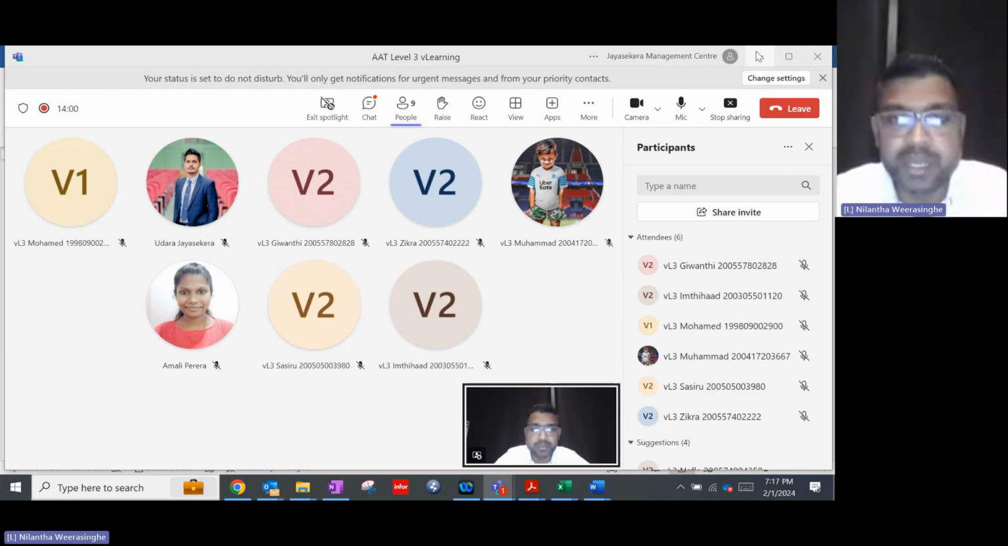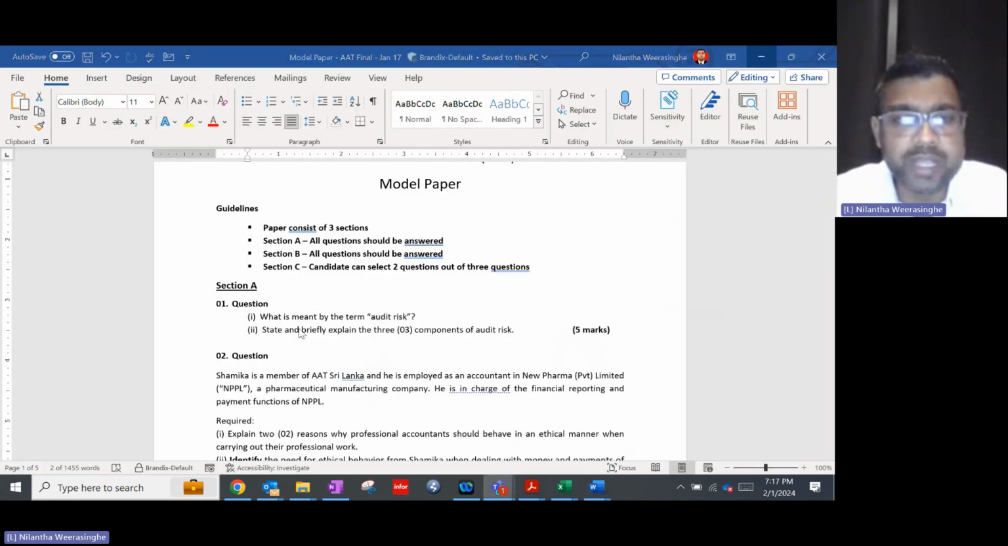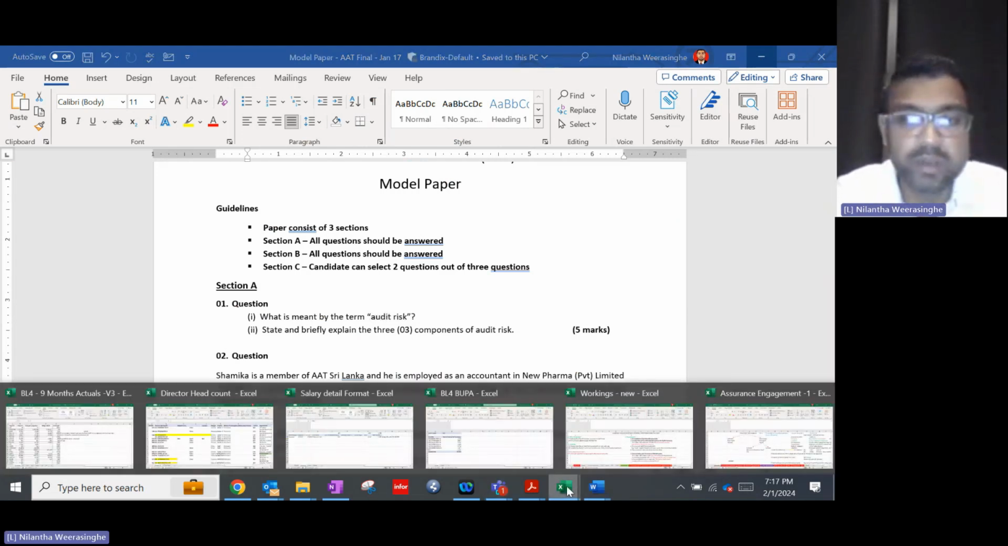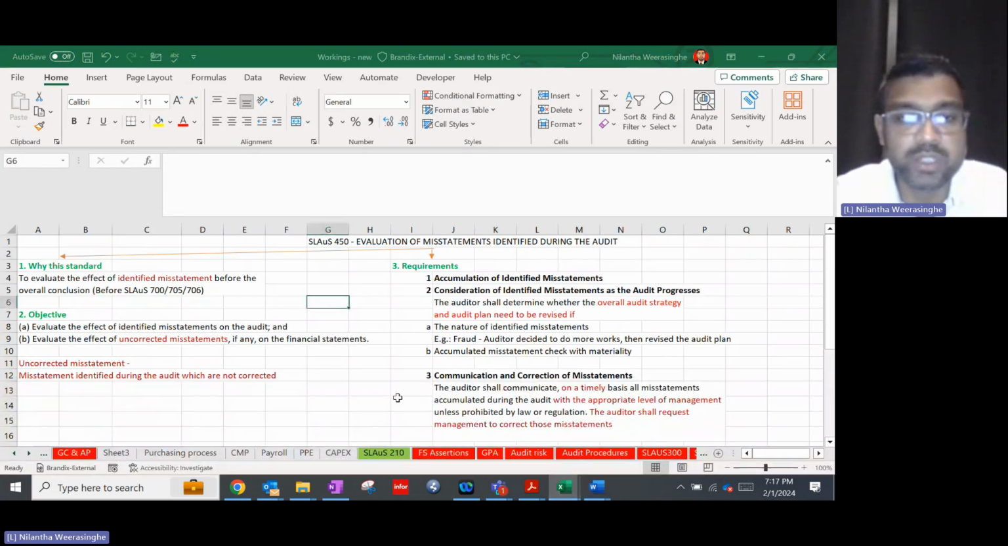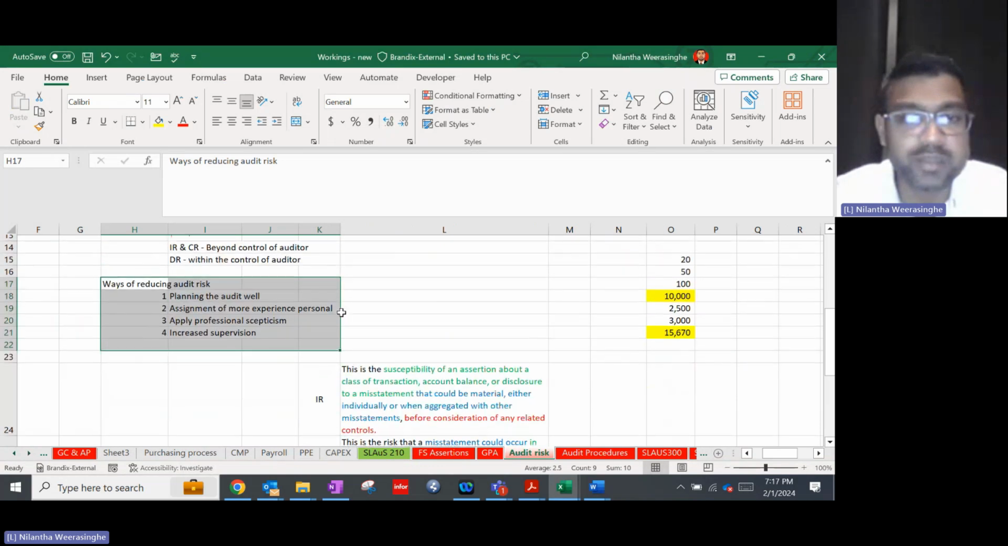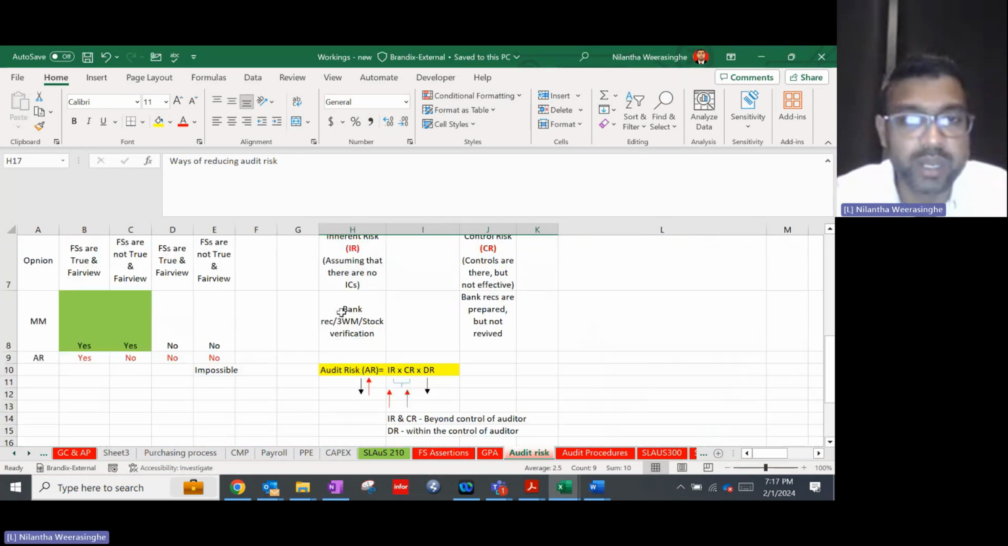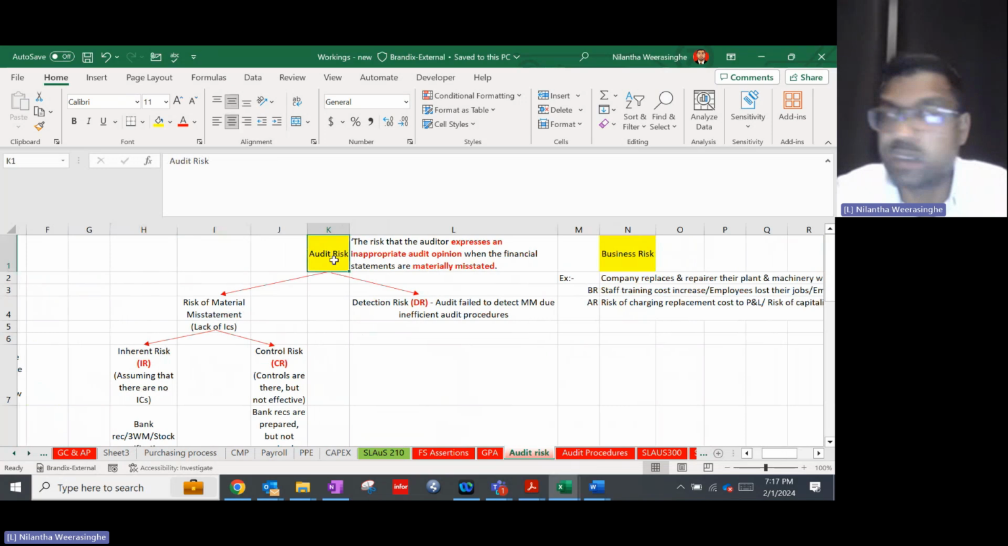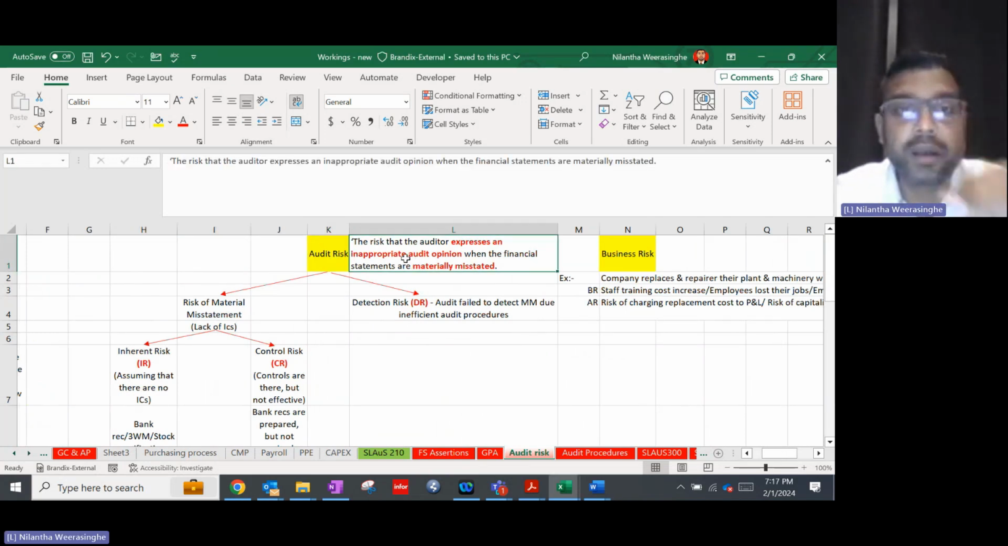So this risk can be divided into 2 categories. That is how you explain it, right? If the examiner asks this question for, let's say, 4 marks or 3 marks, then you have to go another step forward. This is the document that I can share with you. Audit risk. Here, the definition you can see: the risk that the auditor expresses an inappropriate audit opinion when financial statements are materially misstated.